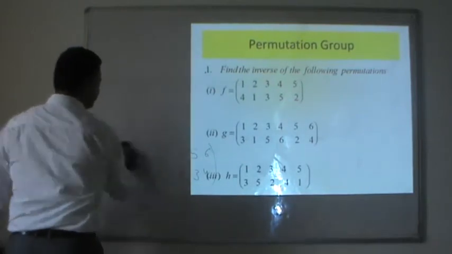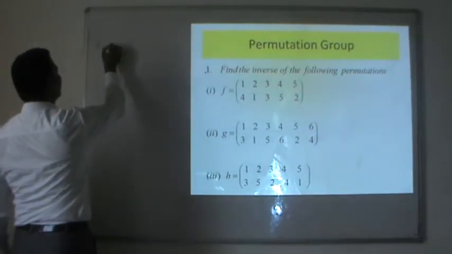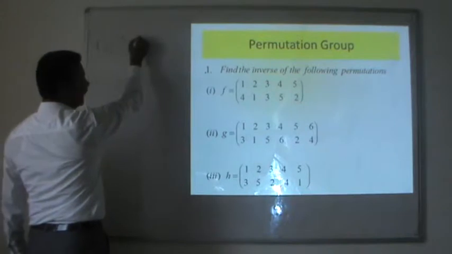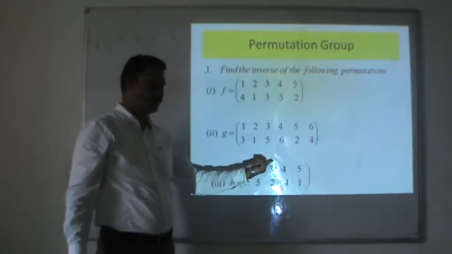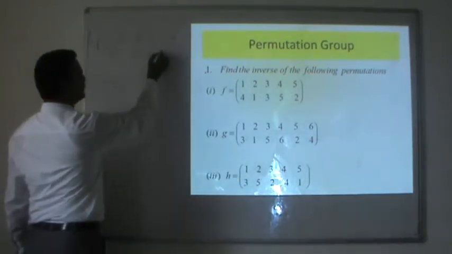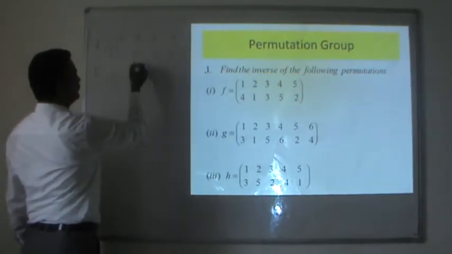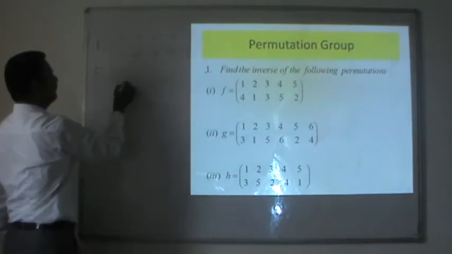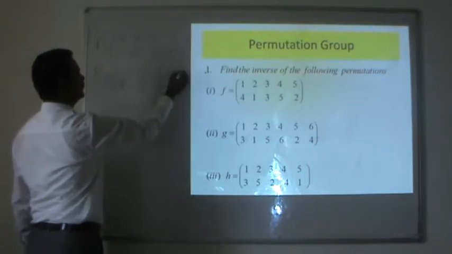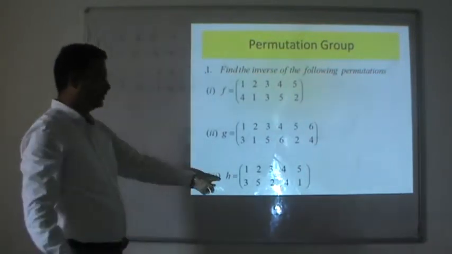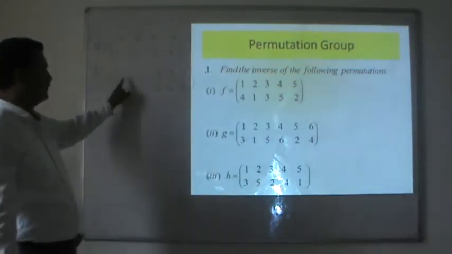Here, our H inverse will be 3, 5, 2, 4, 1 over 1, 2, 3, 4, 5. We just make the second row become the first row and the first row become the second row. We just interchange the rows and this gives us H inverse. Further, we rearrange the domain elements. 1 goes to 5, 2 goes to 3, 3 goes to 1, 4 goes to 4, and 5 goes to 2. This is the desired H inverse. Means if this is permutation H, then H inverse will be given by this permutation.